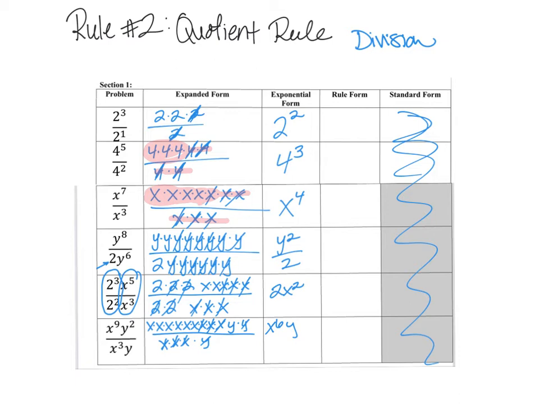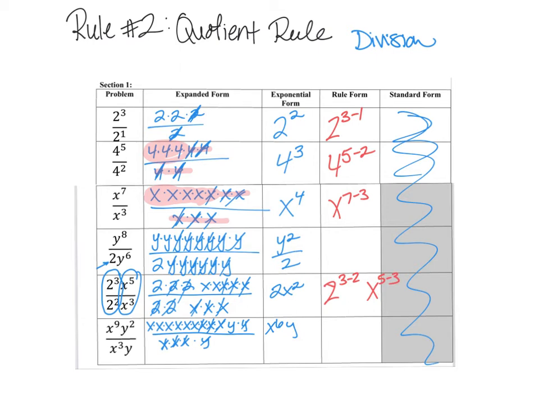Oh, I colored in too many. I'd just be left with the 4, okay? So what we're doing is we are subtracting the exponents. So like here I had 2 to the 3 minus 1, which gets me to 2 squared. Or I had 4 to the 5 minus 2, which gets me to 4 cubed. Or x to the 7 minus 3, which gives me x to the 4th. Down here I had 2 to the 3 minus 2 and x to the 5 minus 3.